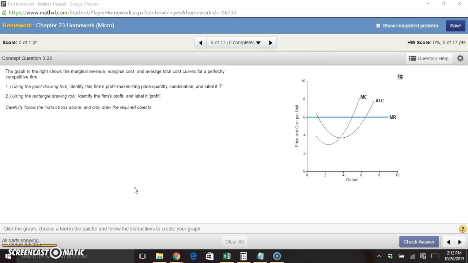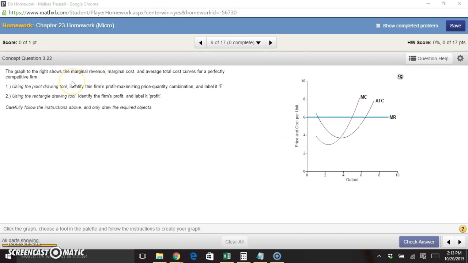This is concept question 3.22 on your chapter 23 homework, and it's basically just testing our ability to read and understand a graph of average total cost, marginal cost, and marginal revenue, where the horizontal axis is output and the vertical axis is price or cost per unit.